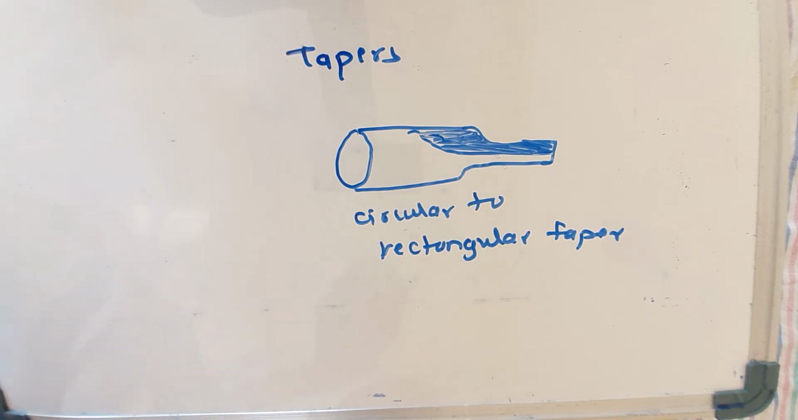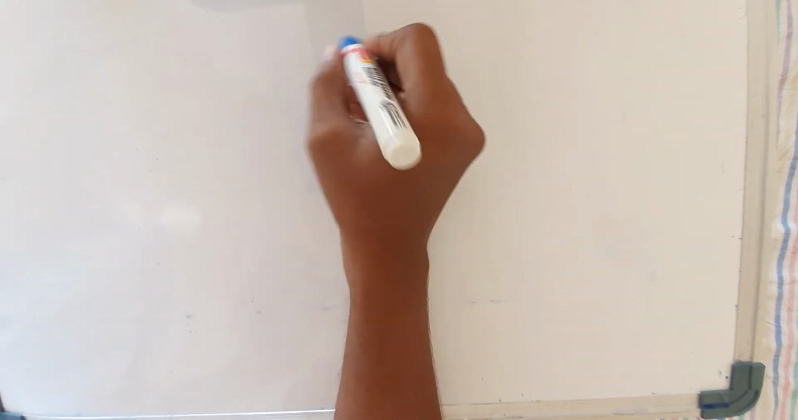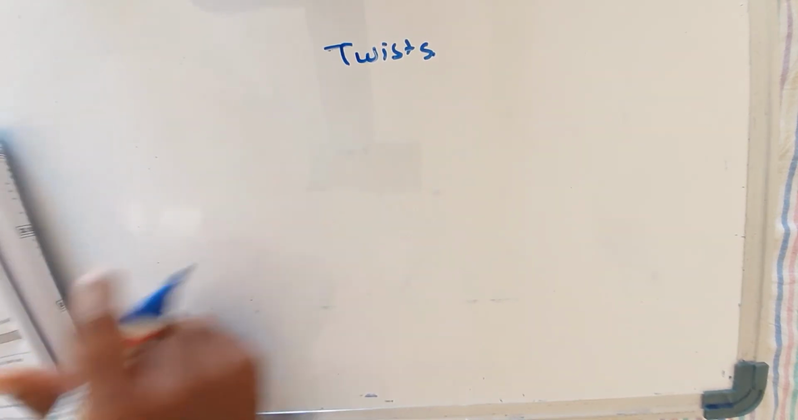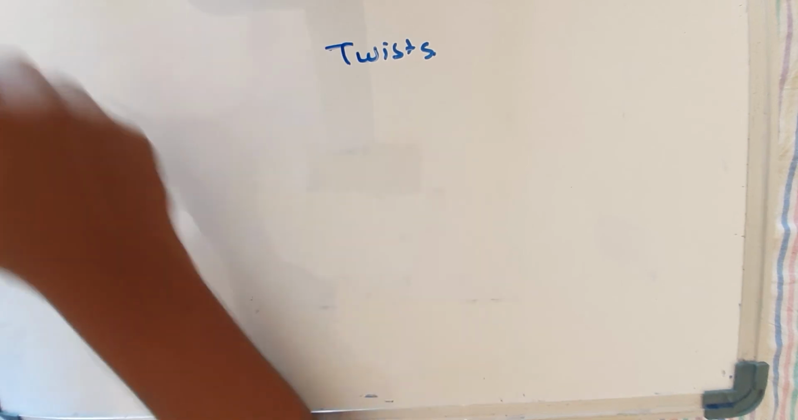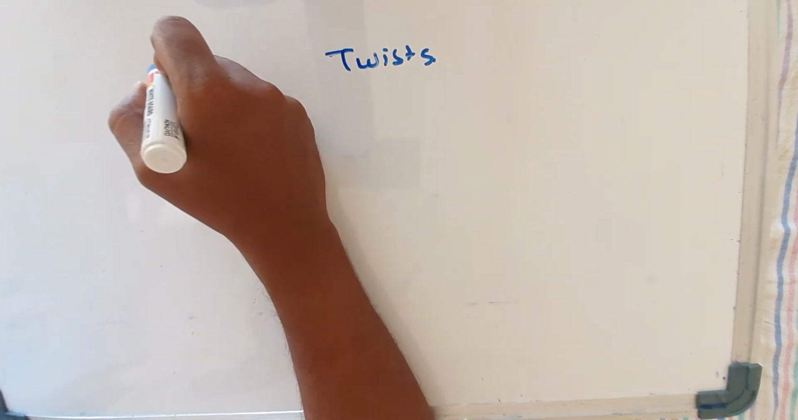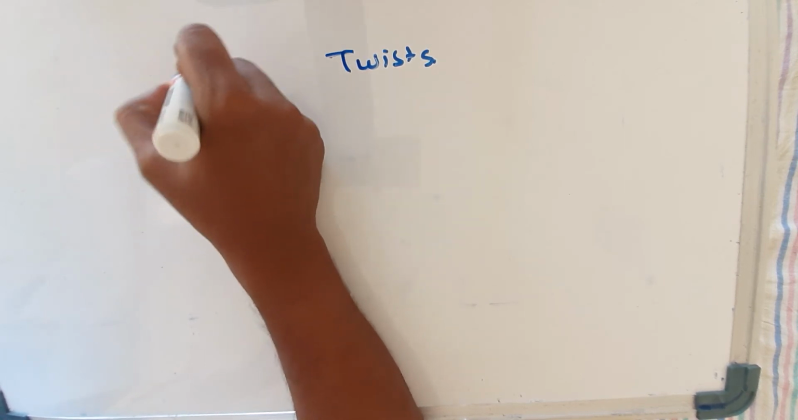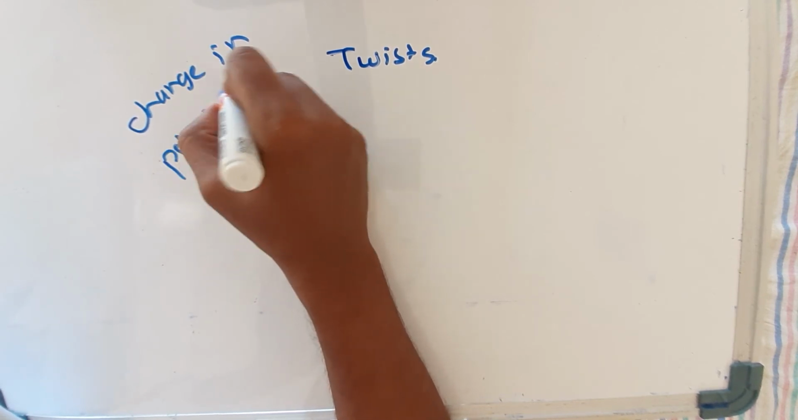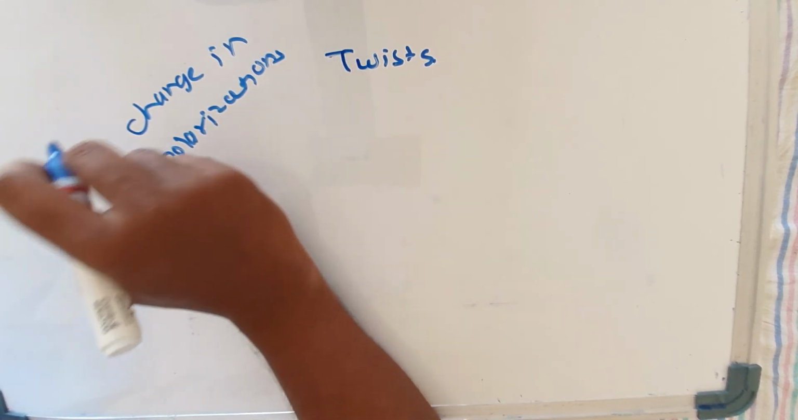So conversion from circular to rectangular and rectangular to circular, tapers are also used. Now after the tapers, we will go for the twist. In the twist, it is basically used for the change in polarization. Change in polarization. So twist.